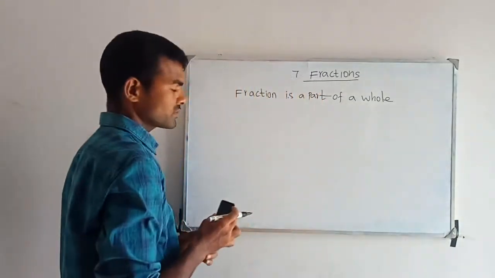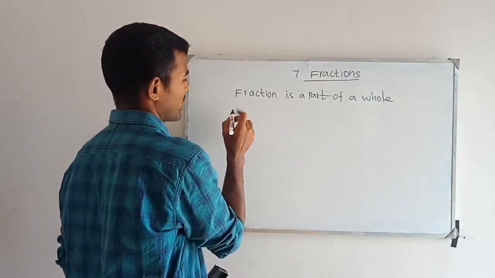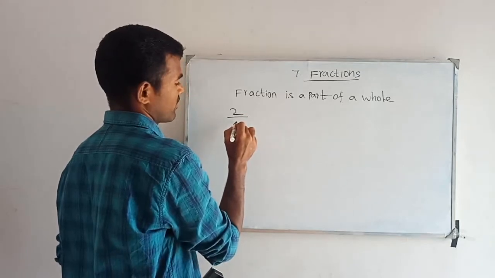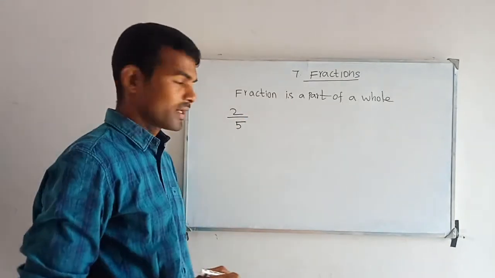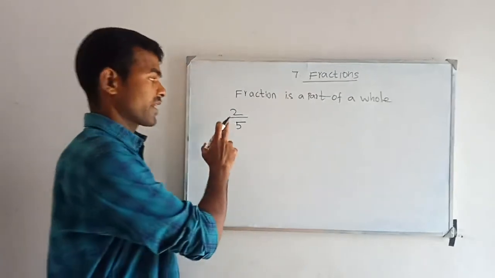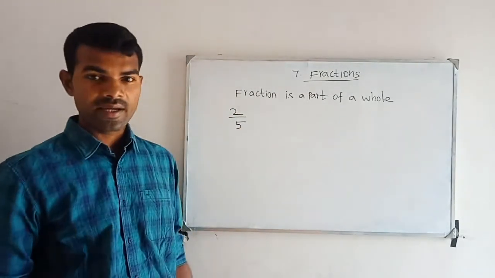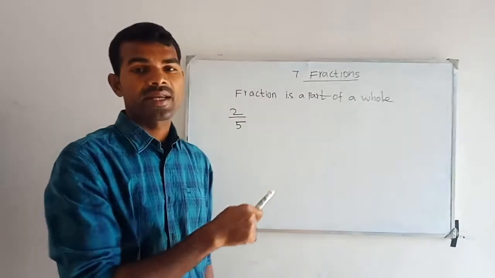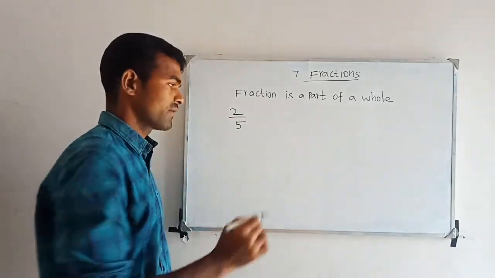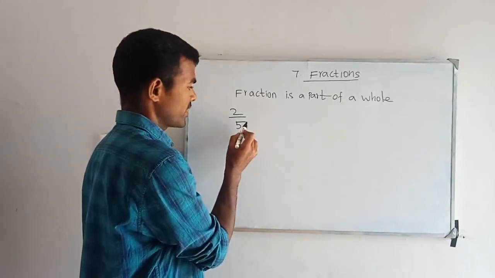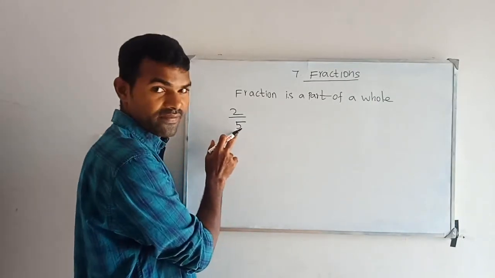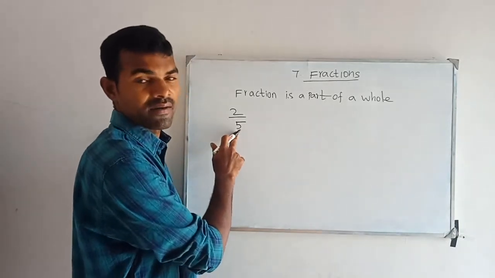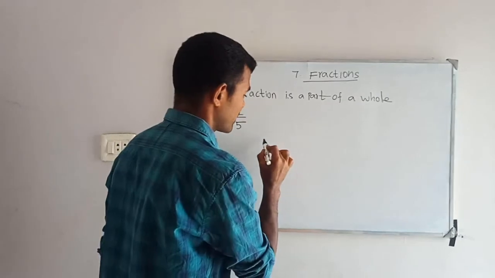See, let us take one number here, 2 by 5. This is the fraction. So represent this 2 by 5 in a number line. So first, see the denominator. Consider first the denominator. What is the number in denominator? It is 5. So what to do?